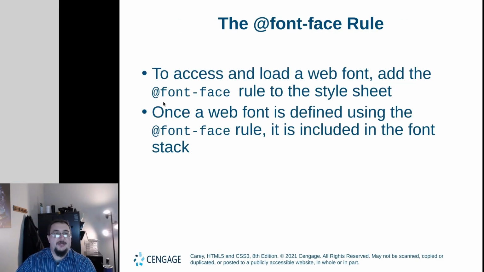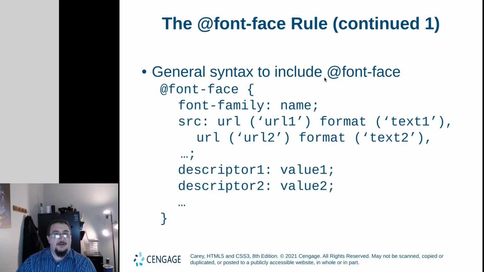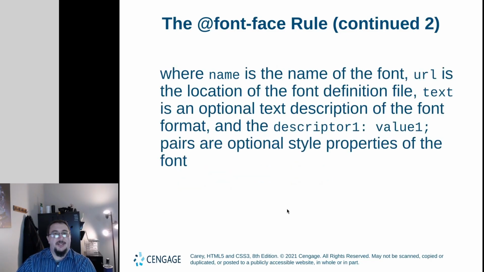For adding a font, you use @font-face, and then you can define that and use it in the font stack. So for example here, if you want to use font-face, font-family name, the source, find the URL, format is some form of text, either OTF, WOFF, TTF, the secondary format for it with descriptors. The name of the font, the URL is where to find it, text is a description, it is optional with the value 1 pairs, and they are optional against style properties.